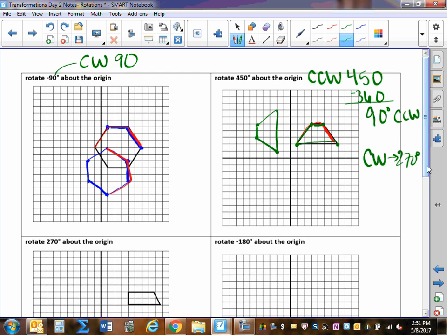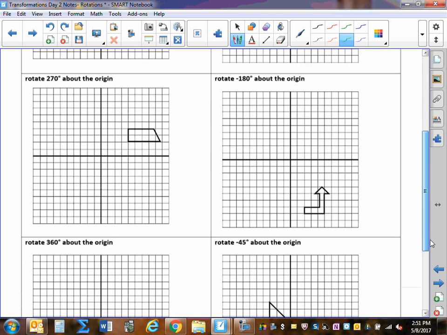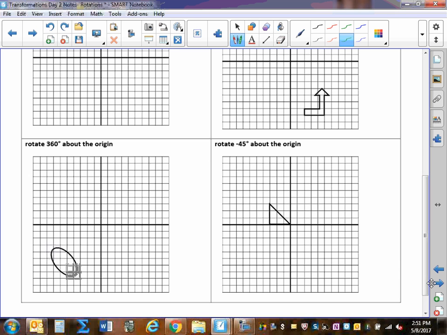All right, skipping down to the bottom here. What do we have with this guy? What happens with him? Same place, 360 degrees. Yeah, that's why it wasn't a nice shape. All right, and then rotate the negative 45 degrees around the origin. So this is going to be clockwise, 45 degrees, 45 degrees.